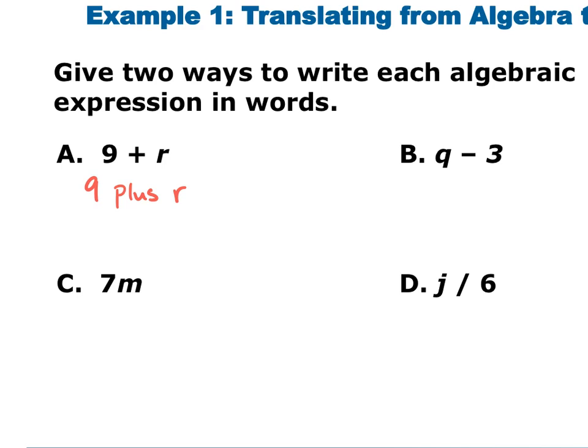Oh, we're not there yet. We're not. That is correct. We're still on letter A. They asked us to do it 2 ways. So the first way I said was 9 plus R. No, I'm still on A.